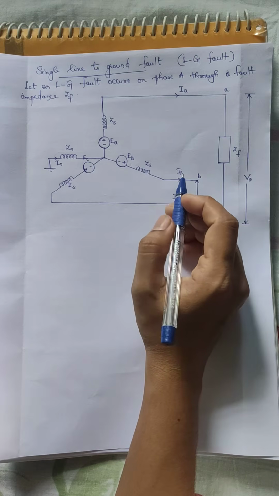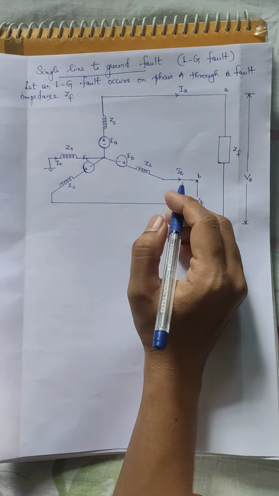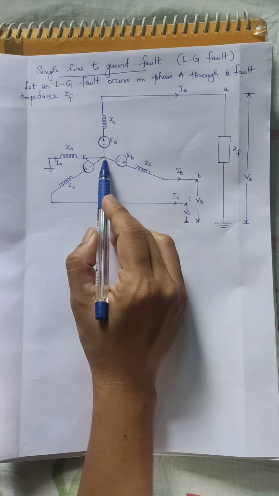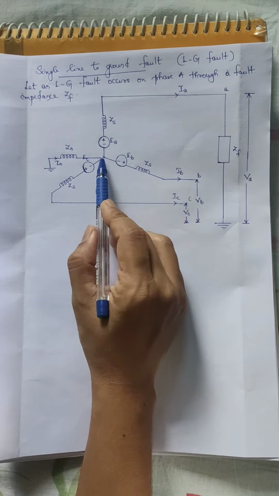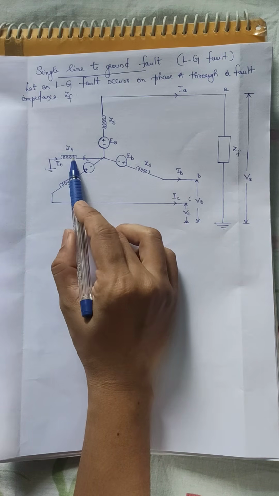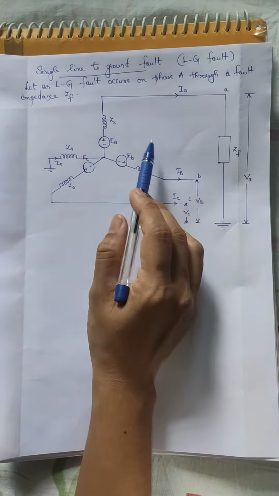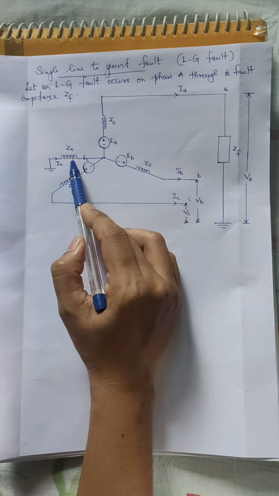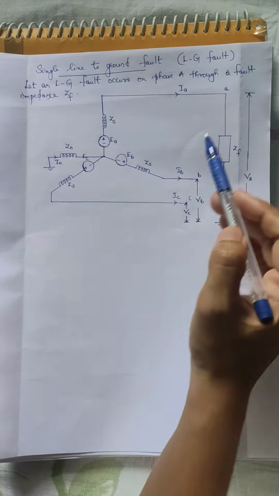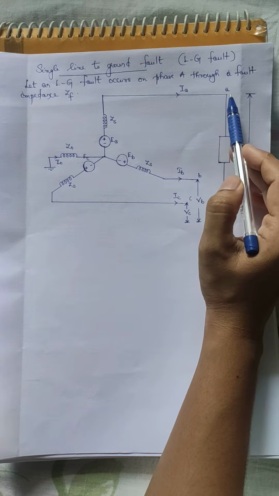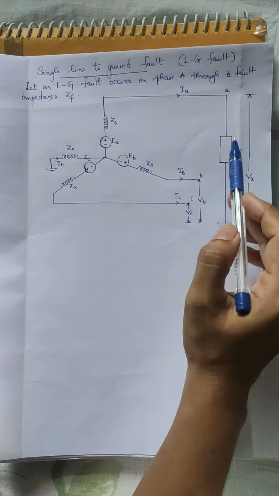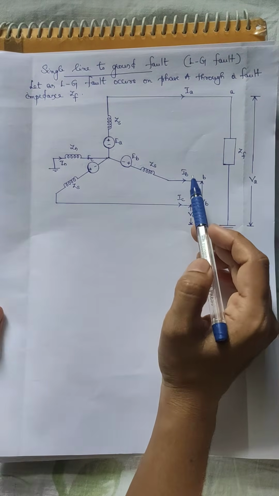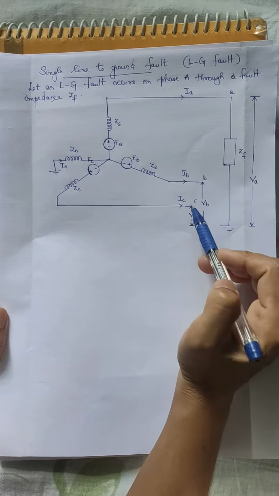What will be the equation for fault current in case of a single line to ground fault? So let us see. For that, consider an unloaded alternator whose neutral is grounded through an impedance Zn. So this is the equivalent circuit of an alternator. Its neutral is grounded through an impedance Zn. Let a single line to ground fault occur on phase A through a fault impedance Zf. So we are considering an unloaded alternator, so terminals are not connected.